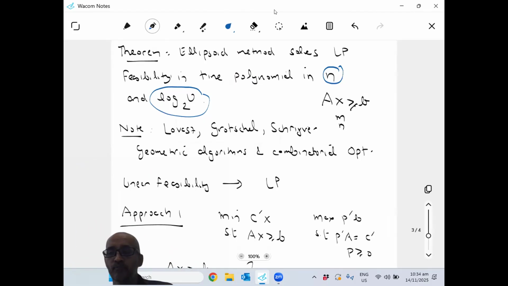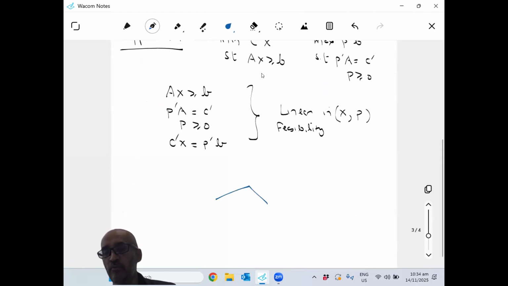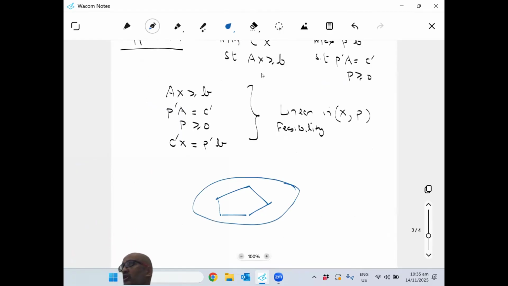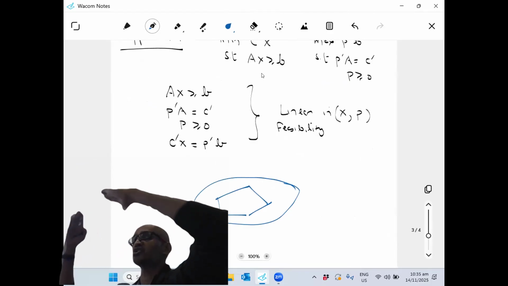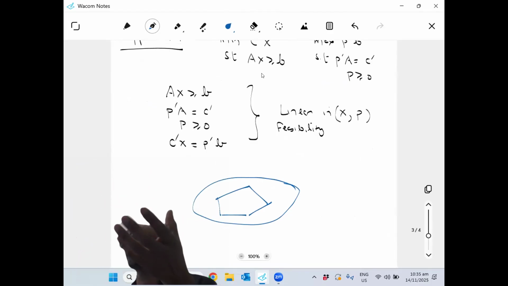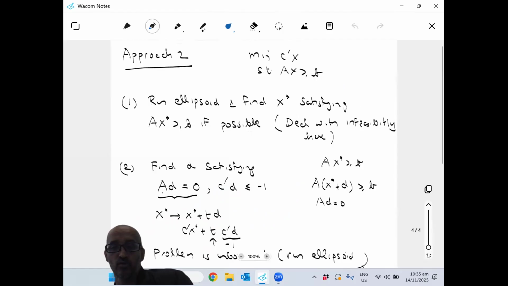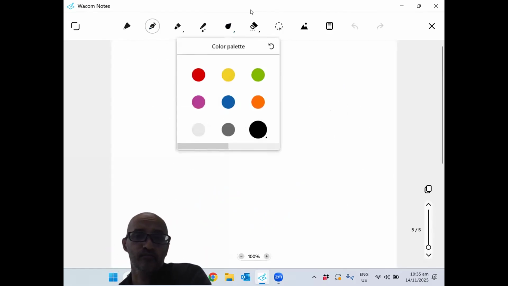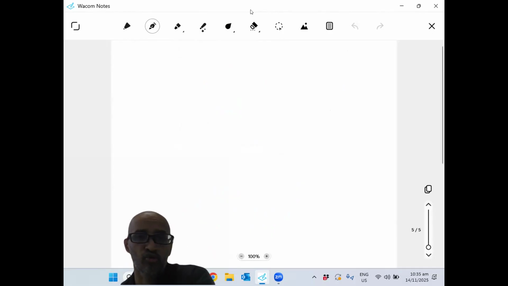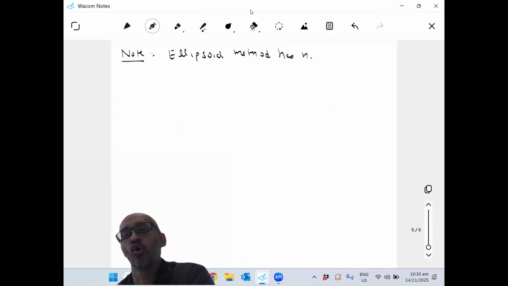Why is that? What is the ellipsoid method doing? It's taking some polyhedron and approximating it with good ellipsoids. What is the thing about an ellipsoid? It doesn't have these sharp corners, which is what linear programming feasible regions have. So there is a very important result. Note: the ellipsoid method has no dependence on m, the number of constraints.